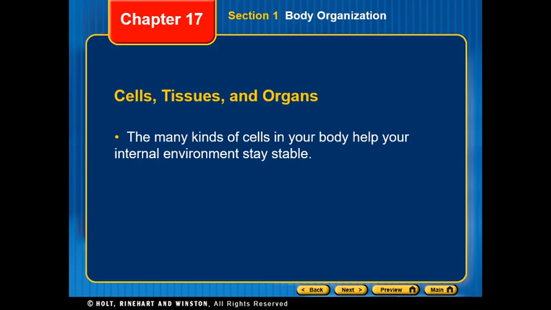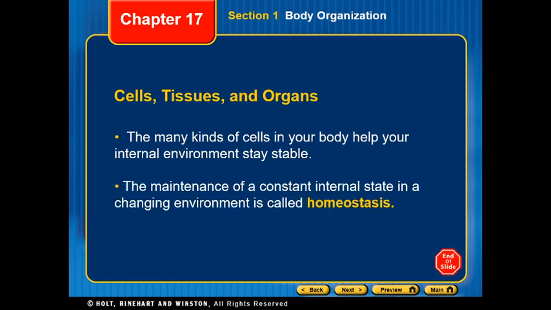Now, the many kinds of cells in your body help your internal environment stay stable. So our body should always be stable. That's why we don't get sick every day, because there is that process called homeostasis that maintains a constant internal state in a changing environment. So that is homeostasis. Homeostasis is the maintenance of a constant internal state in a changing environment.